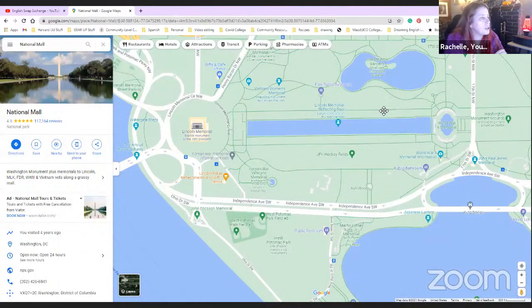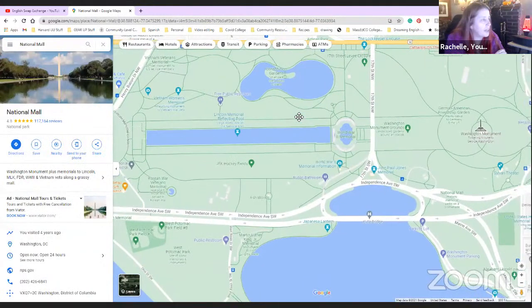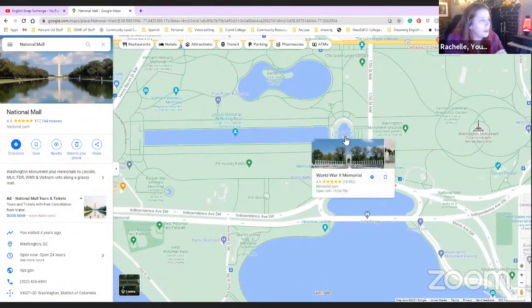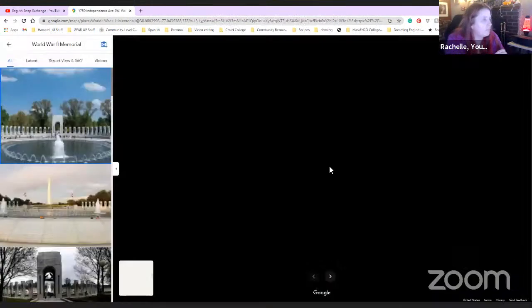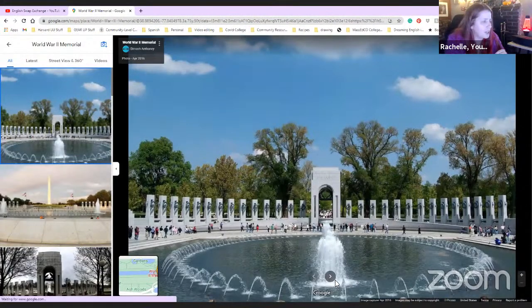I just don't usually, for church, we never share Google Earth or Google Maps. But let me show a few other things that are in the National Mall. So we have the World War II memorial here, here at the National Mall.